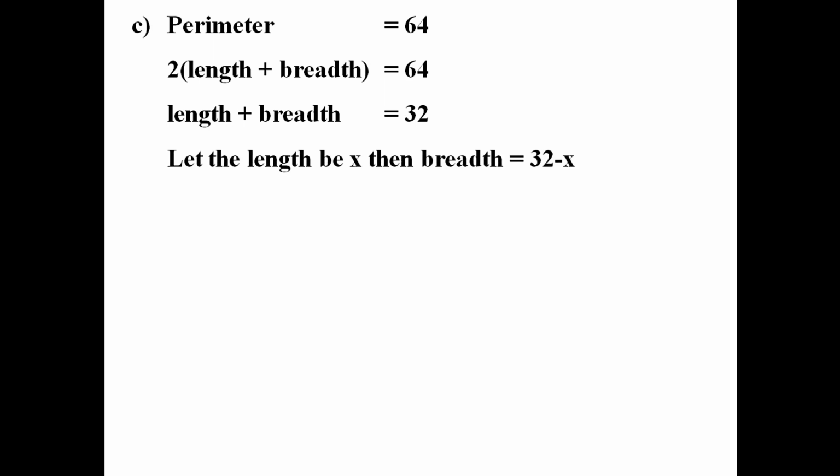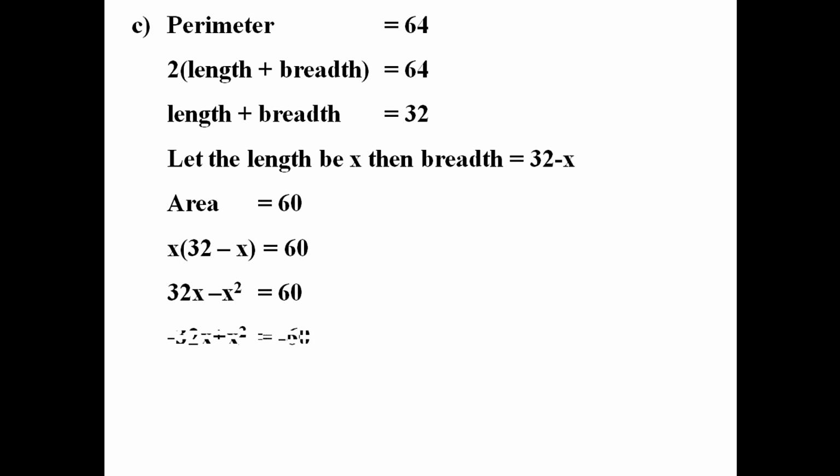Let us take the length as x, then the breadth is 32 minus x, because their sum is 32. Now, given that area is equal to 60, and we know area of a rectangle is length into breadth, therefore x into (32 minus x) equals 60. Multiplying, we will get 32x minus x square equals 60. Now, let me multiply each and every term by minus 1. So, I will get minus 32x plus x square equals minus 60.